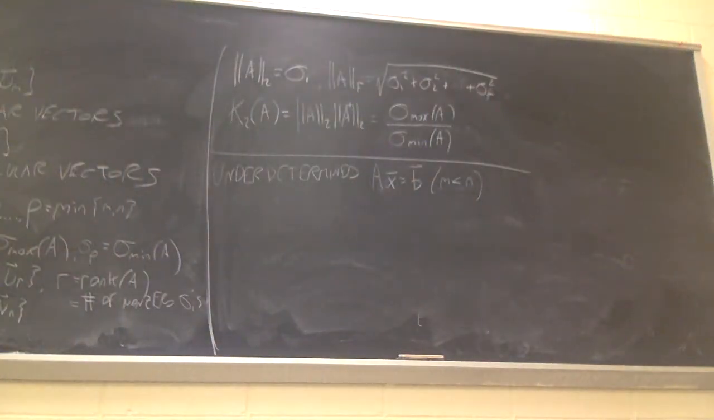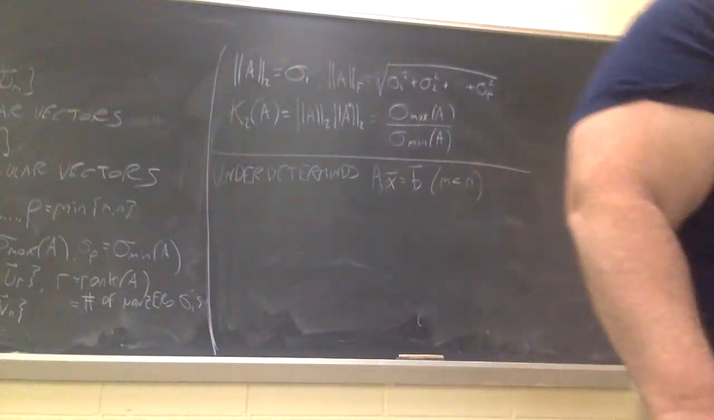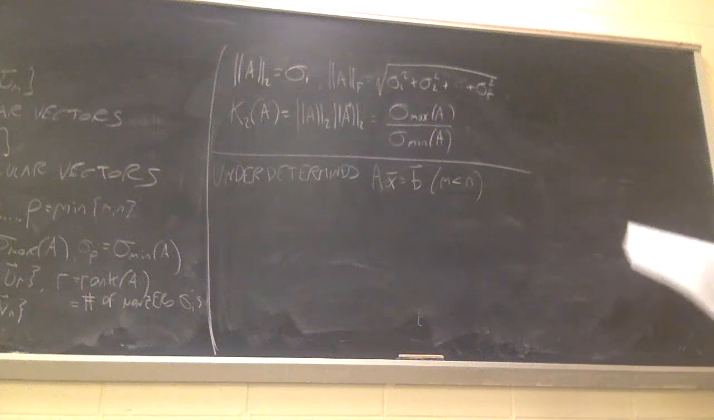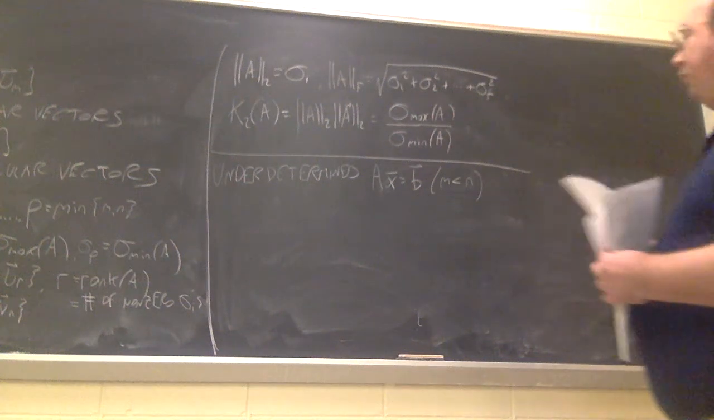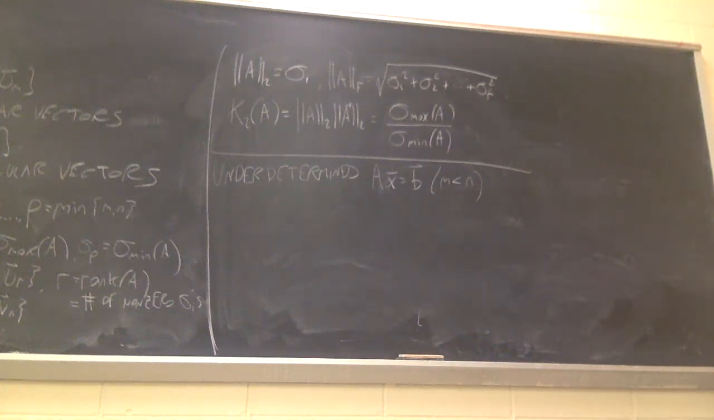In the case where M is less than N, as long as B is in the range of A, you can get an exact solution, but the trouble is now you have infinitely many solutions. So you might want to have some criteria for picking out one solution in particular. Okay, so I can give you an idea of how you can do that.